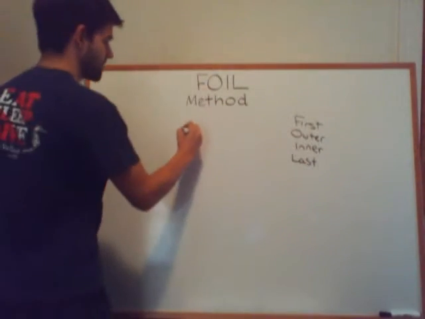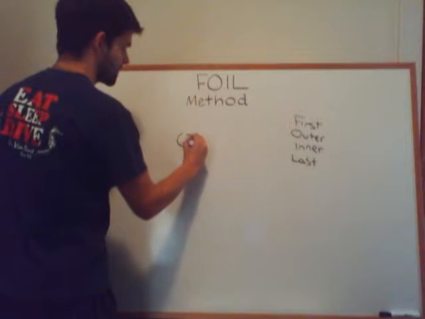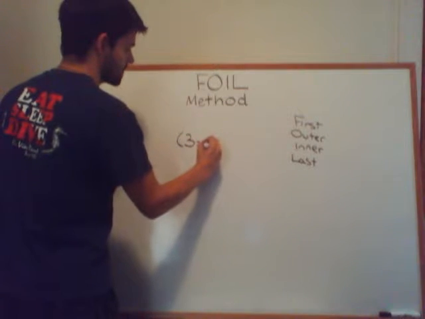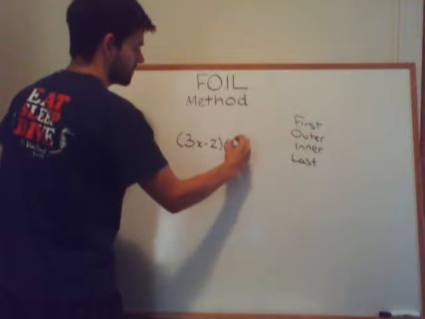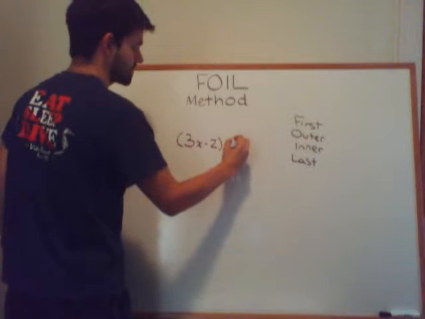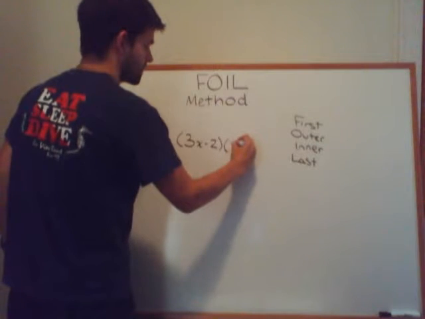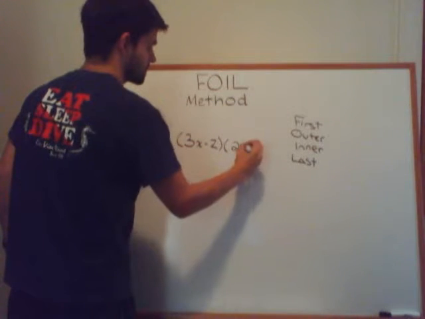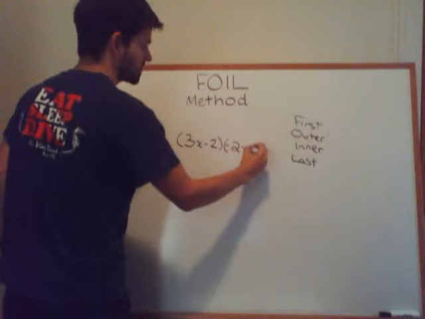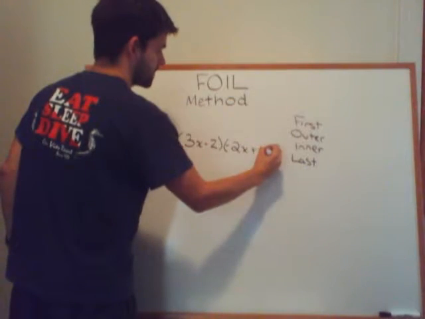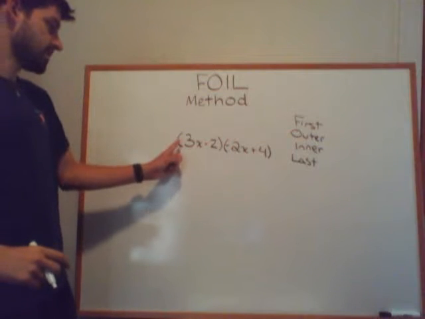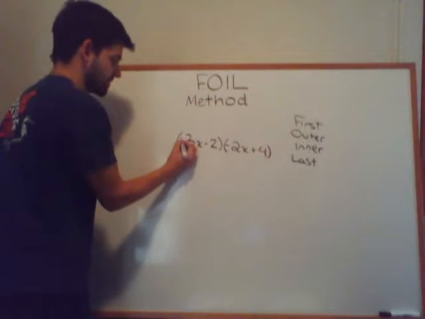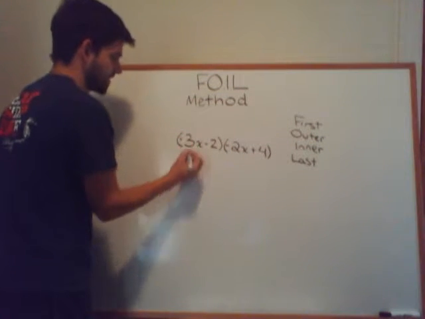So this time it's going to be a little trickier because I'm going to put some coefficients in front of the variable. But don't let that intimidate you. We have 3x minus 2 times 2x, make this negative 2x, plus 4. Okay, again, this doesn't have a sign in front of it, so go ahead and put a plus sign there, just to keep things organized.